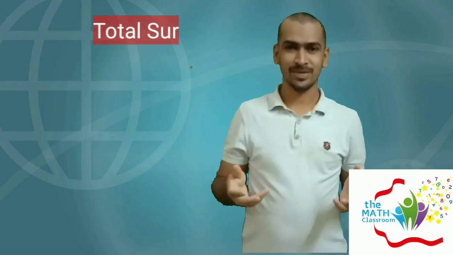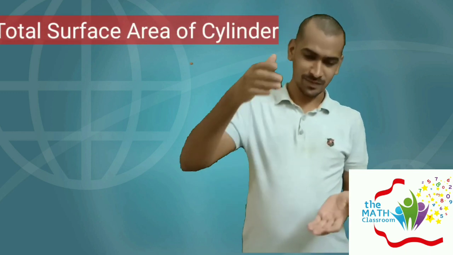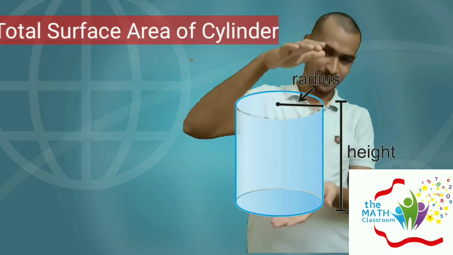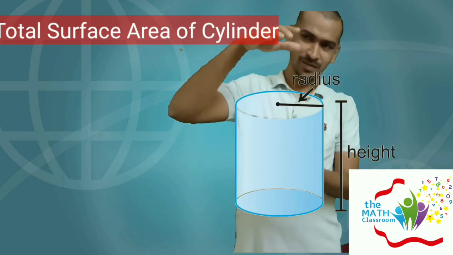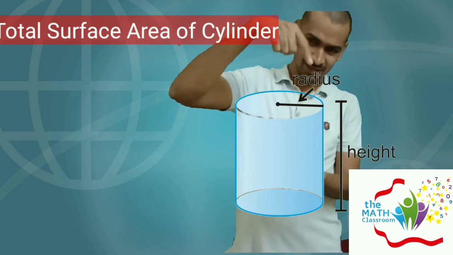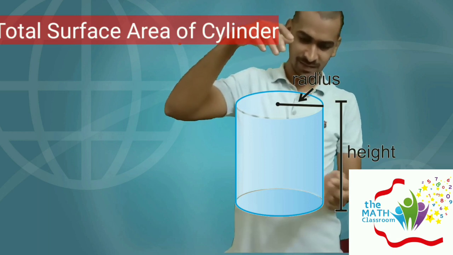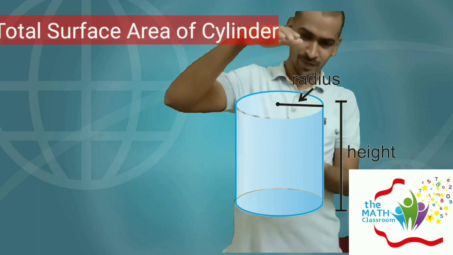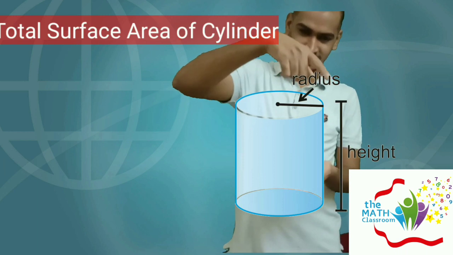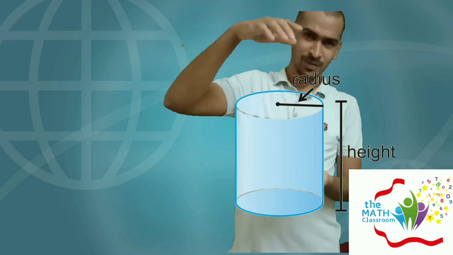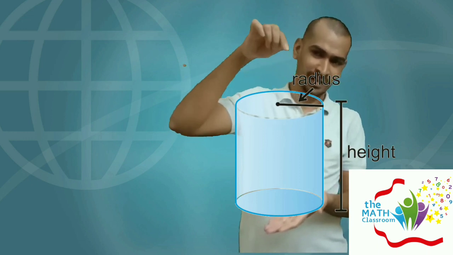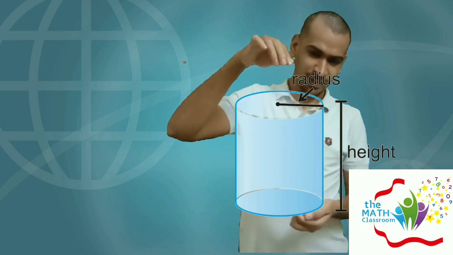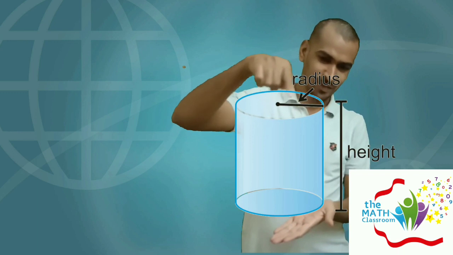Friends, today we are going to learn total surface area of the cylinder. As we know, cylinder is a three-dimensional figure. You can observe here, it has a top, which is a circle. It has a base, this is also another circle. Again, one more surface is there, that is a curved surface. We want to find total surface area of this object. We have to find the area of the top, area of the bottom and area of the curved part.